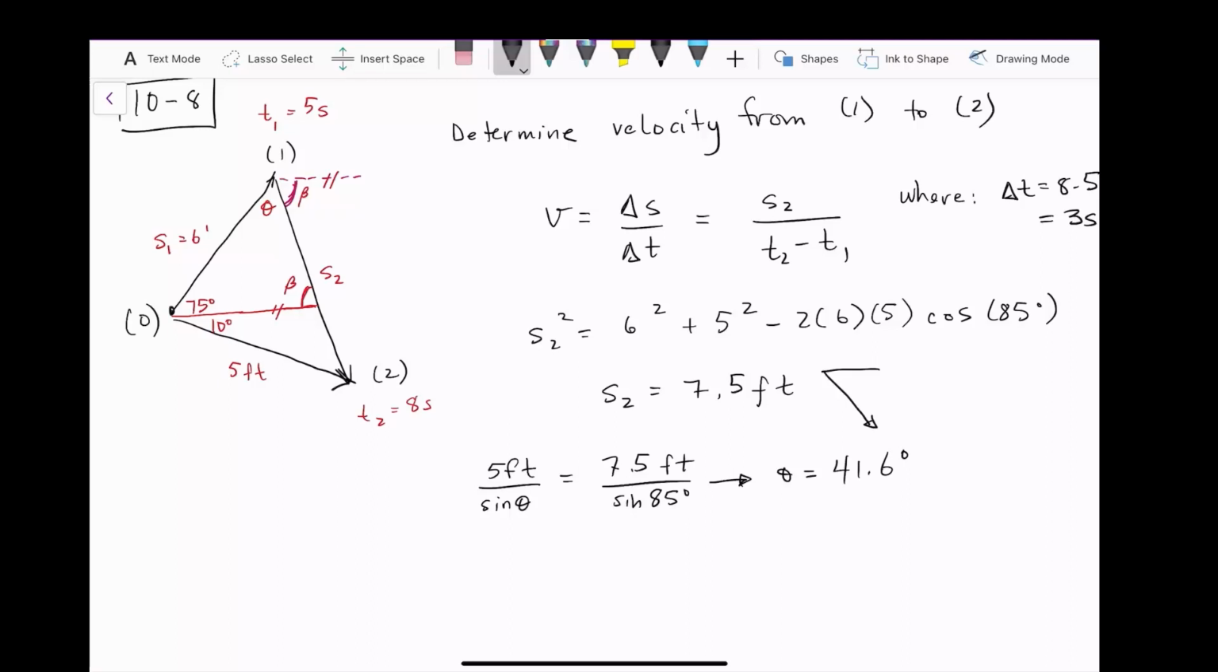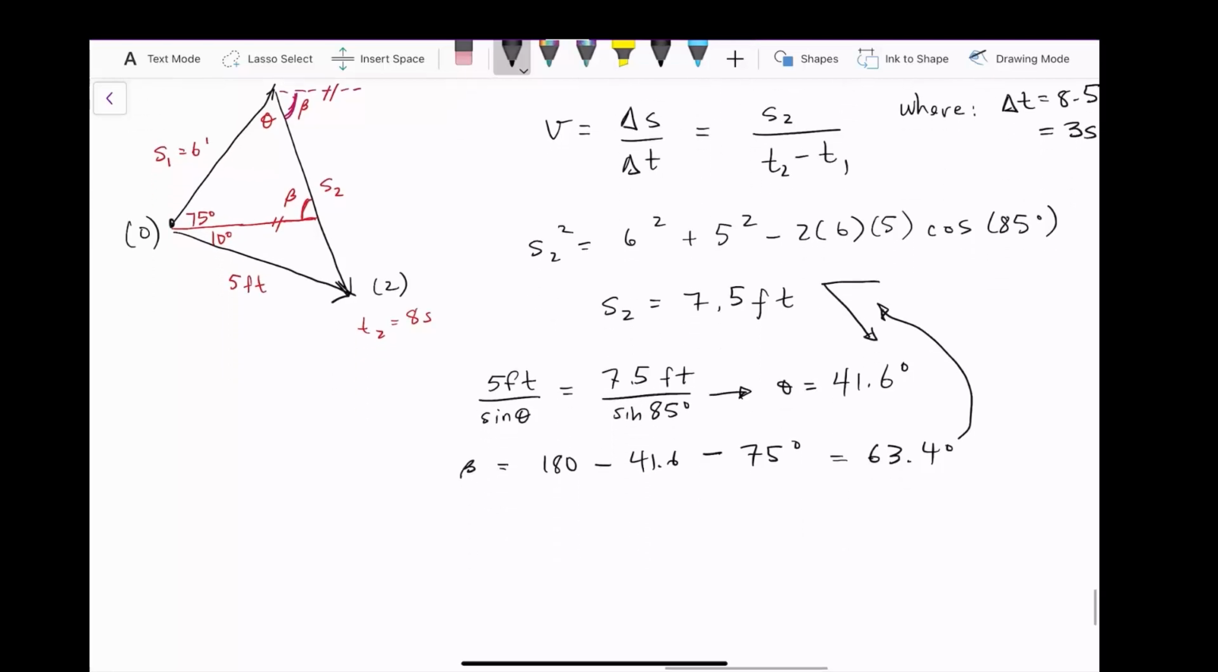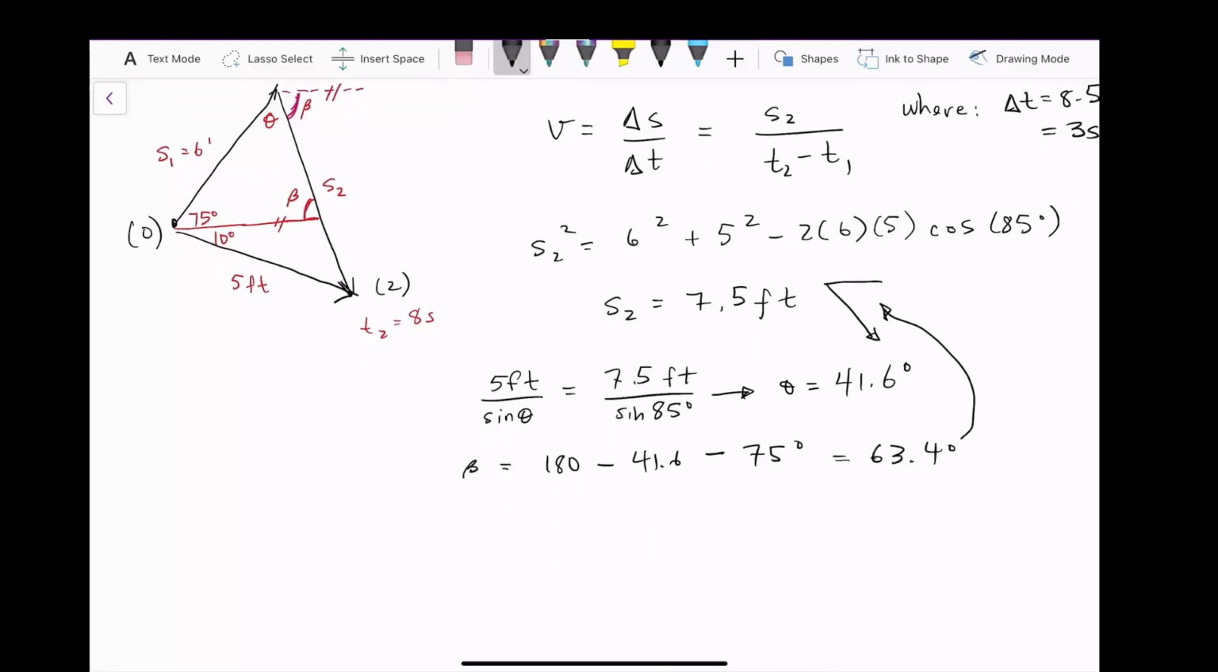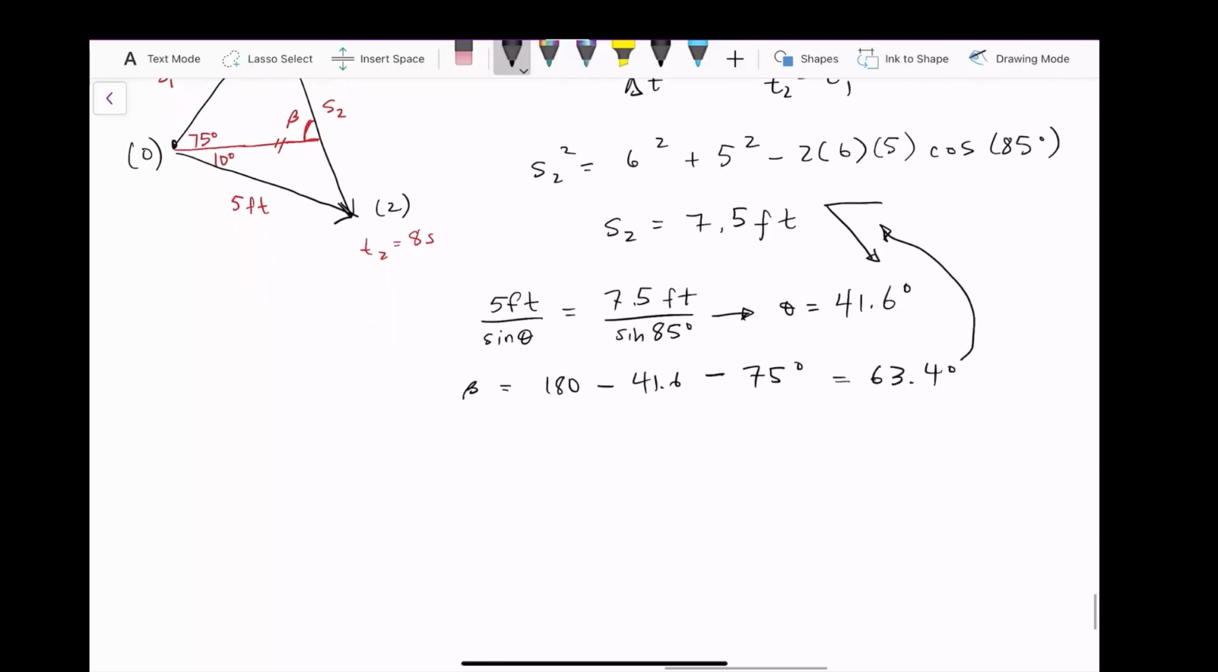Now that we have theta, we know that beta is equal to 180, because a full triangle is 180 degrees. So it's 180 minus 41.6 minus 75 degrees. And that gives us 63.4 degrees. So that is this angle right there for S2. It's important because that will tell us what the angle is for velocity. And velocity is a vector, and it will follow the same angle that we get for displacement.